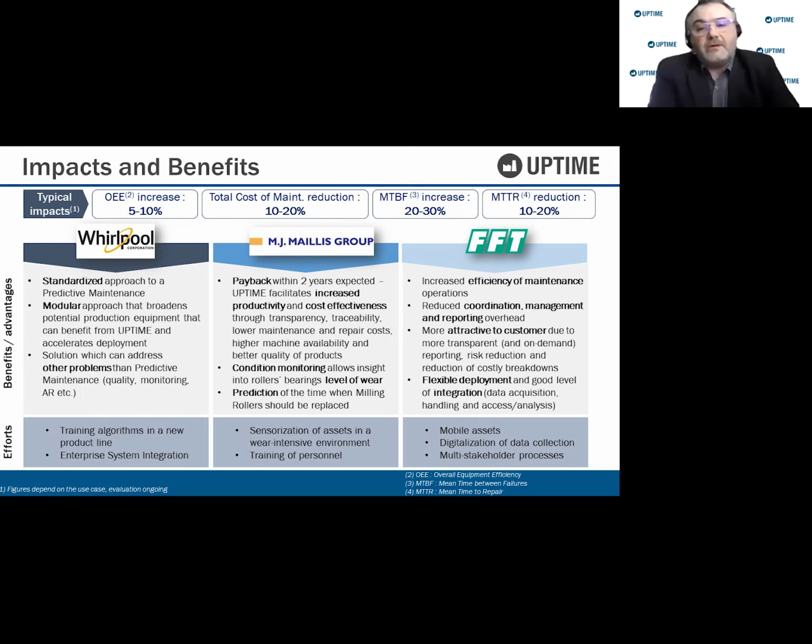In Milas, in the cold rolling steel tape scenario, Milas expect a payback within 2 years of what we've implemented here. So that's great, and they appreciate that Uptime facilitates increased productivity and cost effectiveness due to a number of reasons. For example, better transparency of their maintenance processes, traceability of what's going on in the maintenance processes. Obviously, our goal is to lower the maintenance and repair costs and increase the machine availability.